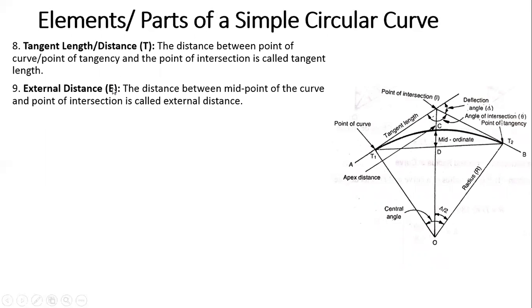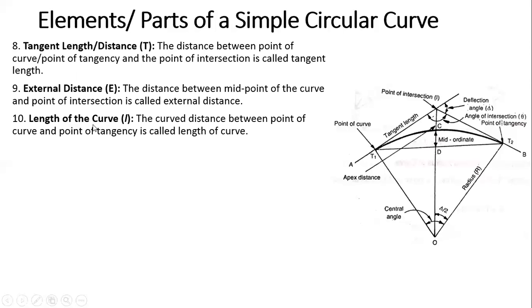Next is the external distance E. External distance E is the distance between the midpoint of the curve, that is point C here, and this one is your point of intersection I. So the distance from I to C is called your external distance. Next is your length of curve. It is always denoted by small l. Length of curve is nothing but your curve distance from point T1 to point T2, or the center line distance along the length of the curve from here to here. Clear?